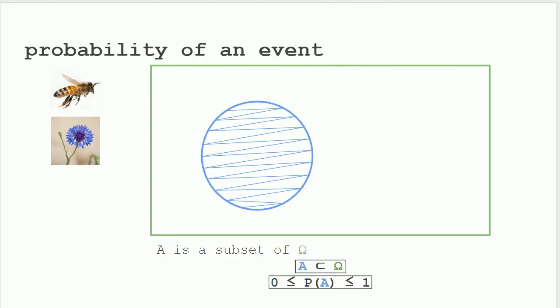Okay, so now we're going to talk about the probability of a single event. So in this sample space right here, the probability of a single event A, which is this cornflower patch, occupies this area right here. Since this area is obviously smaller than the sample space, we can say that A is a subset of the sample space, and therefore the probability of A has to be less than or equal to 1. Sorry, greater than or equal to 0. It can be 0.